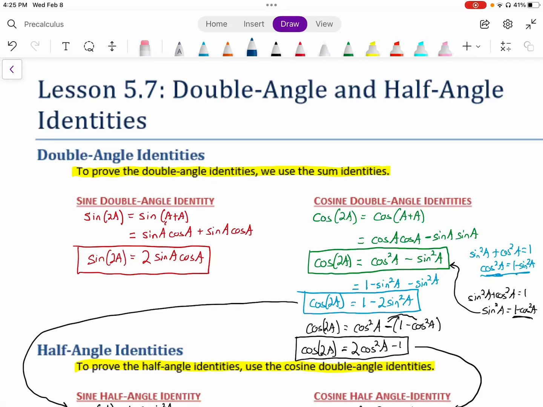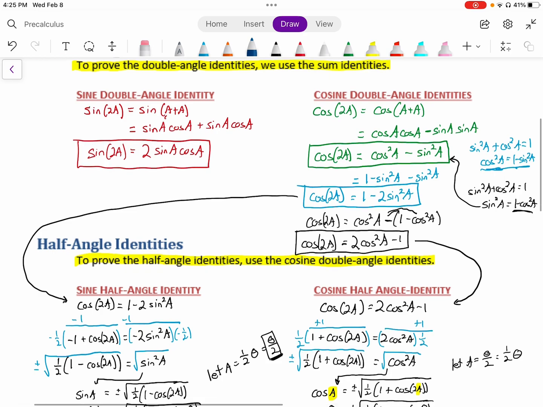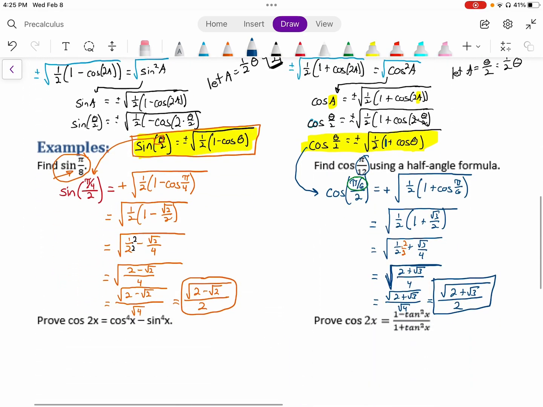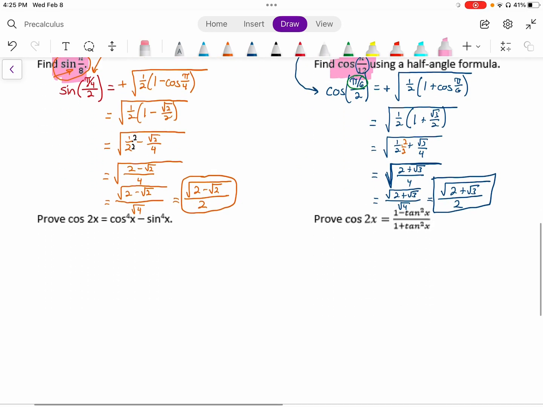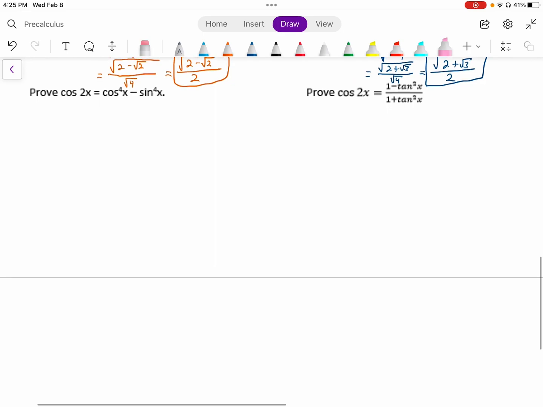Here is our final installment of Lesson 5.7, Double Angle and Half Angle Identities. We already verified the different identities, and we used identities to find exact values of some new or different values. And now we're going to verify some identities. These last two examples are prove, or we can use the word verify. Prove cosine of 2x equals cosine to the fourth x minus sine to the fourth x.